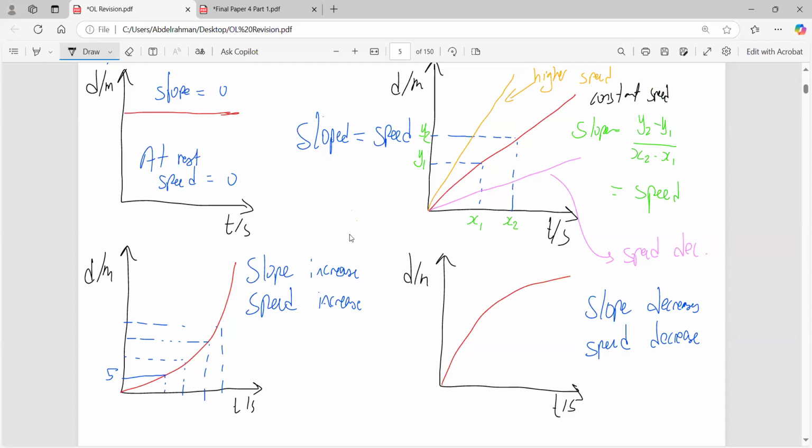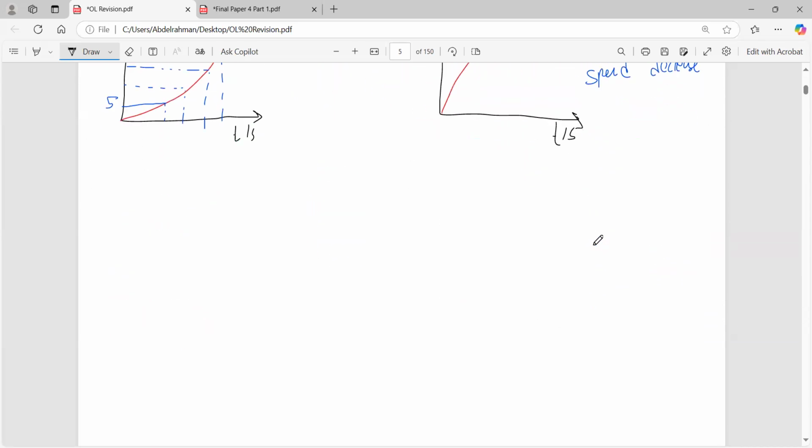If the slope is increasing, the speed is increasing. If the slope is decreasing, the speed is decreasing. Okay, easy. What about the speed-time graphs? It's a bit more complicated, but we have more graphs. We have a lot more graphs for the speed-time graphs.